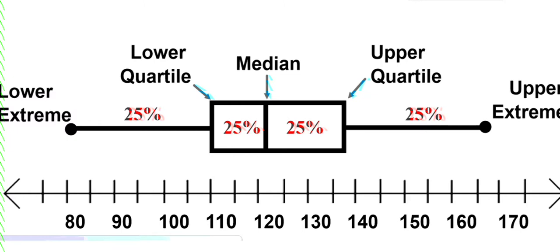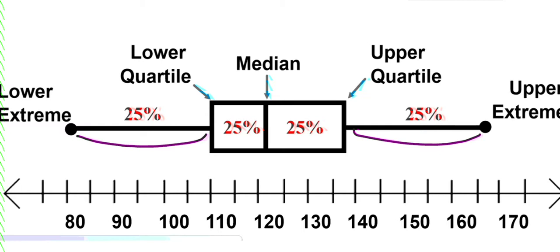Now this is how the box and whisker is set up. You have your lower extreme and your whisker. Then your box is actually your lower quartile, your median, and your upper quartile, and then your upper extreme. So these are called your whiskers.